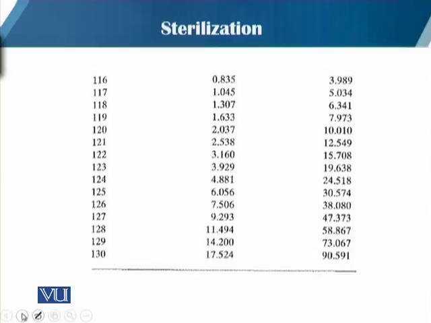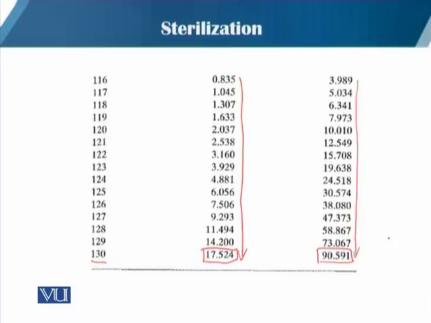When we go from 116 to 130, the specific death rate gradually increases and reaches a maximum of 17.524. As concerns the Del factors, we can see that it rises up to 90.591. Mostly in the autoclave process, the temperature is kept at 121 degrees Celsius, where the death rate is 2.538, and at that time the Del factor is 12.549. Just keep in mind this situation: the temperature is 121 degrees Celsius, the specific death rate, which we call K, is this, and this is the Del factor. If we focus on this, then we can easily understand the next part.